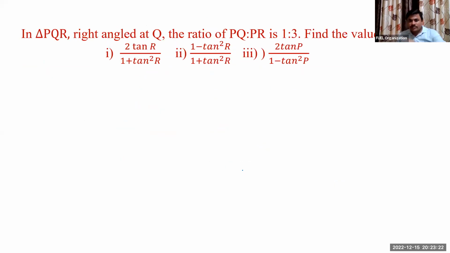Next question. Here one triangle is given, PQR, it's right angled at Q. So ratios are given. You need to find out the values. Yes, Arjun is raising his hand.